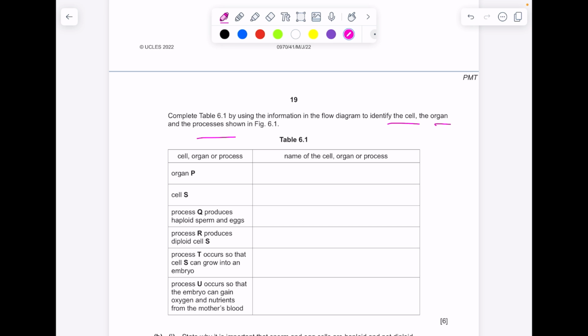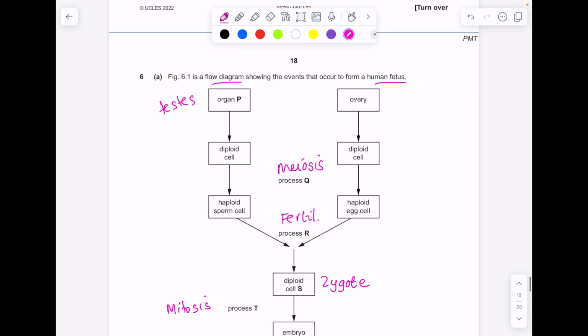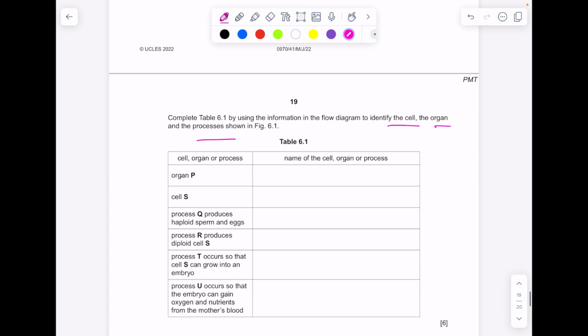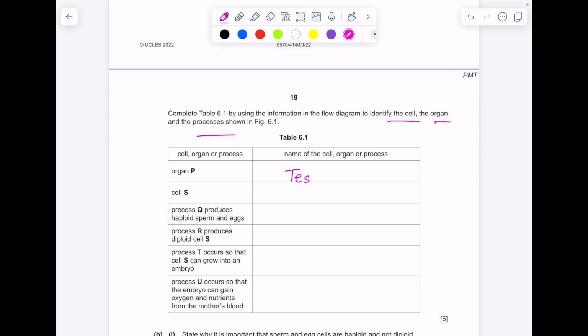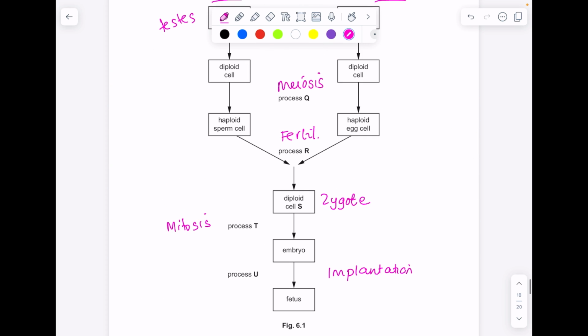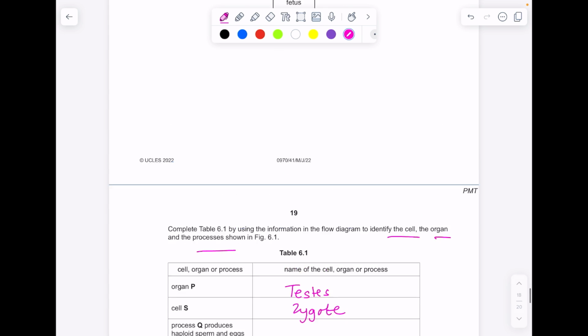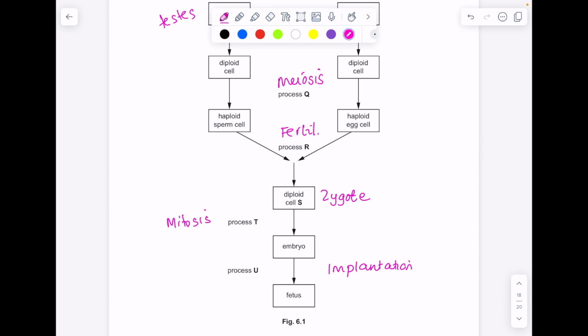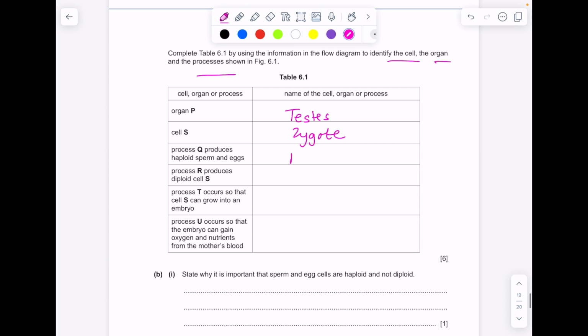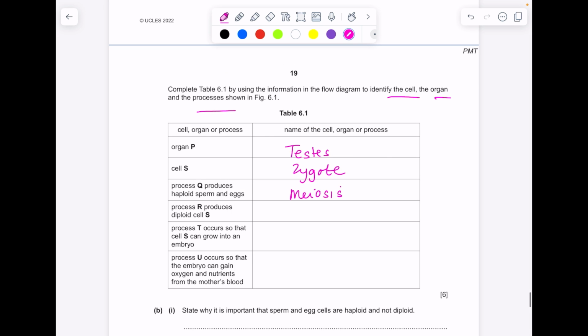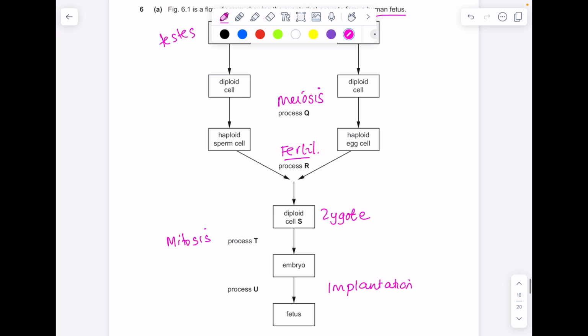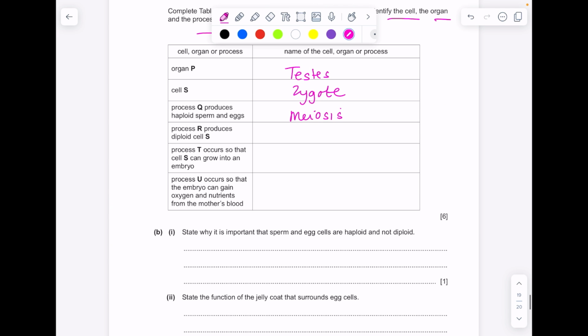So, organ P, testes. Cell S, zygote. Process Q produces haploid sperm and eggs. I've already said it's meiosis. Process R, which produces diploid cell S. Process R, I said, is fertilization, which produces cell S, the zygote.